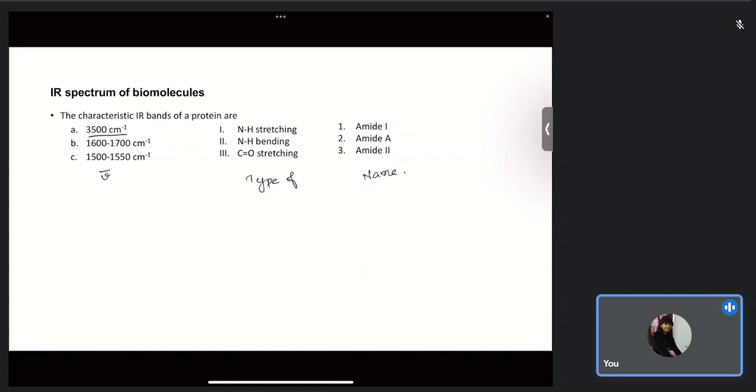So this 3510 centimeter inverse corresponds to the NH stretching, which has been called as amide band A. Something between 1600 and 1700 centimeter inverse corresponds to CO stretching, and this has been called as amide 1 band. And the peak that comes between 1500 and 1550 is due to NH bending, and it has been called as amide 2 band.